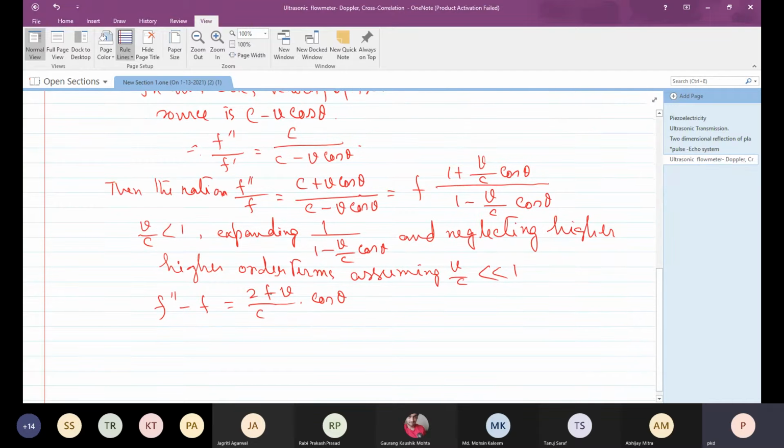So here the original frequency F is constant. Also, if we assume the velocity of sound in the medium is constant, and theta is the installation angle, which is also constant, then we can calibrate the frequency shift with respect to velocity. So this is equal to delta F.